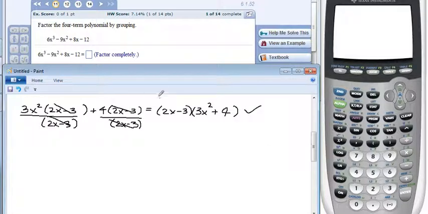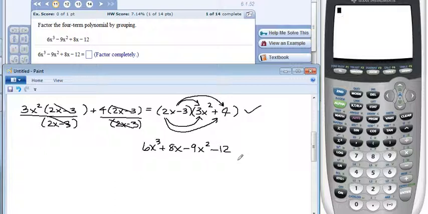Well, let's FOIL it. Let's just see. Let's redistribute. There I have my 6x cubed. There I have an 8x. Here I have a minus 9x squared, and here I have a negative 12. That's exactly what I started with in a different order, but who cares, right? I've got the 8x first and then a negative 9x squared. As long as all the signs are the same, it doesn't matter on the order. So I do have what I started out with. So if I break it apart like this, it's exactly the same as that.